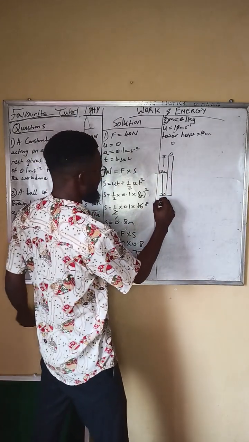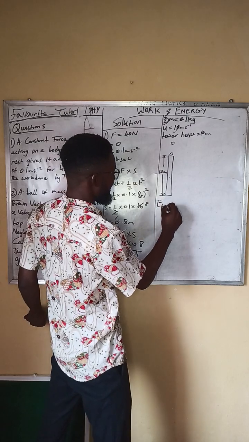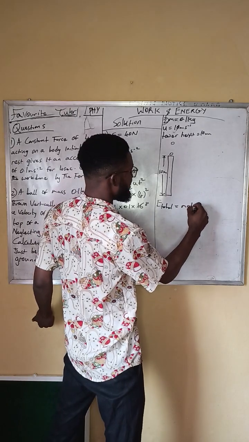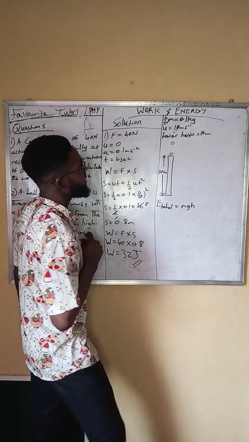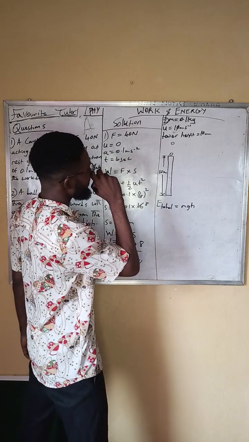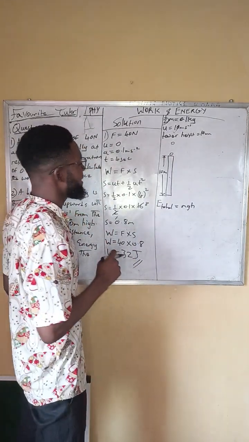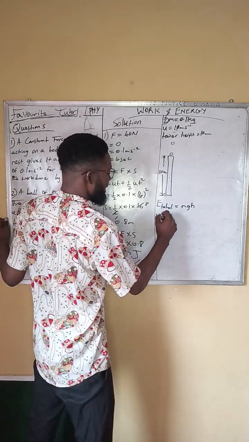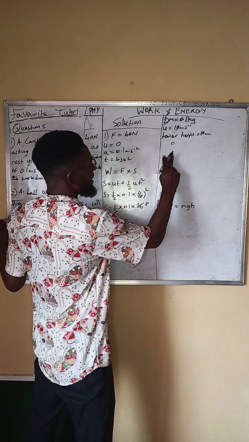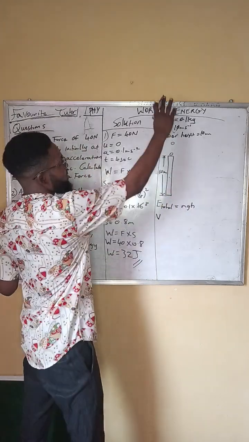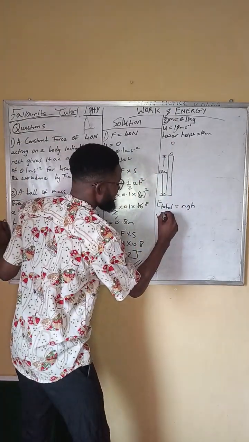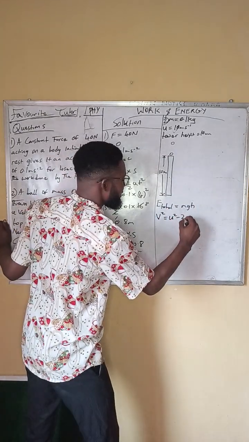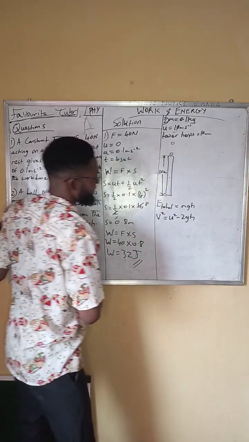So you know that at maximum height, the total energy is equal to the potential energy, which is mgh. So let us get the maximum height. To get the maximum height, we use the equation of motion under gravity. But in this case, it is going up against gravity, so we use the negative sign. v squared equals u squared minus 2gh.